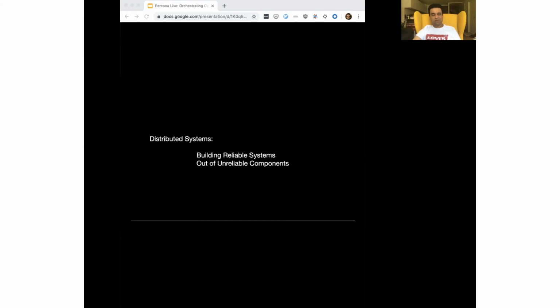So let's end it with a quote. I started with the quote from Leslie Lamport. Let's end with a quote on distributed systems as a Twitter-worthy quote. It goes like this: distributed systems are nothing but building reliable systems out of unreliable components. Unreliable components also include, but are not limited to, humans. So this also applies to the orchestration system as well.